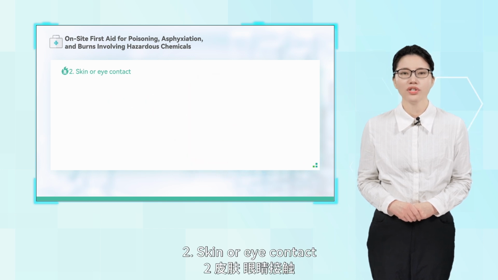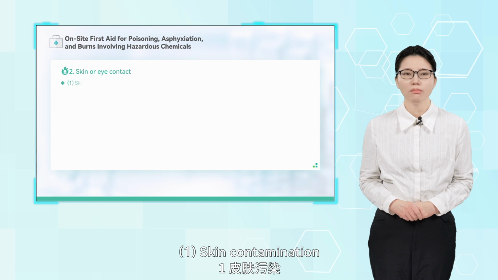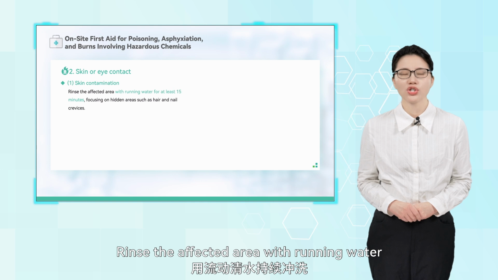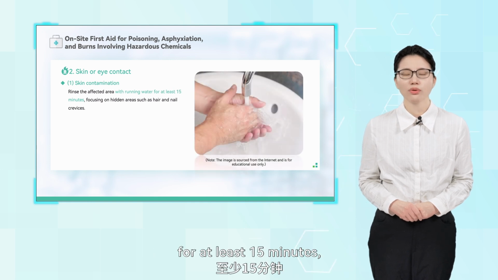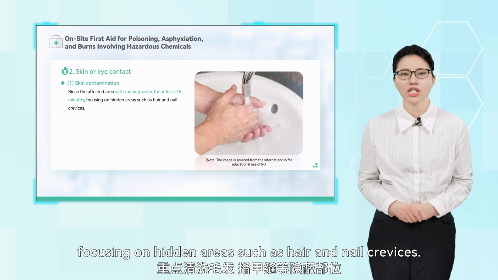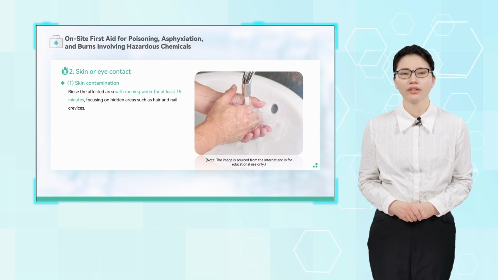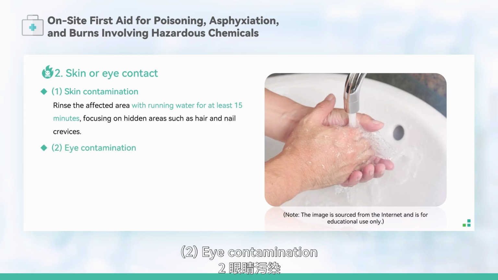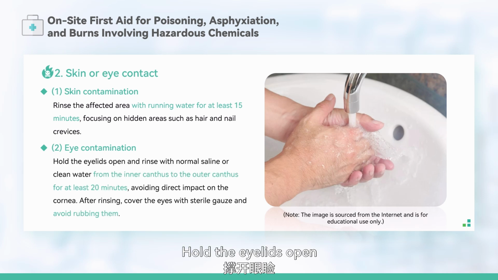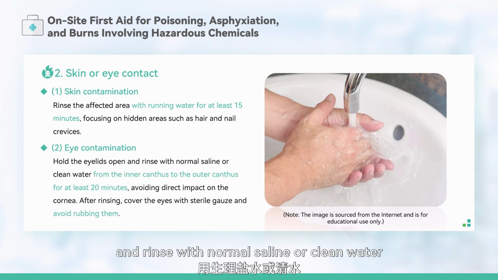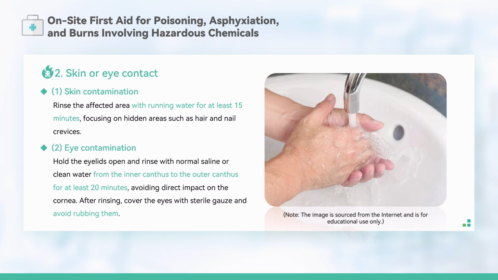2. Skin or eye contact. 1. Skin contamination. Rinse the affected area with running water for at least 15 minutes, focusing on hidden areas such as hair and nail crevices. 2. Eye contamination. Hold the eyelids open and rinse with normal saline or clean water from the inner canthus to the outer canthus for at least 20 minutes, avoiding direct impact on the cornea. After rinsing, cover the eyes with sterile gauze and avoid rubbing them.